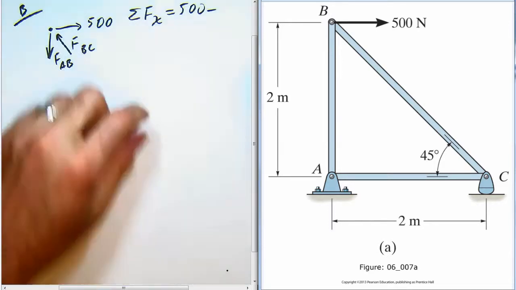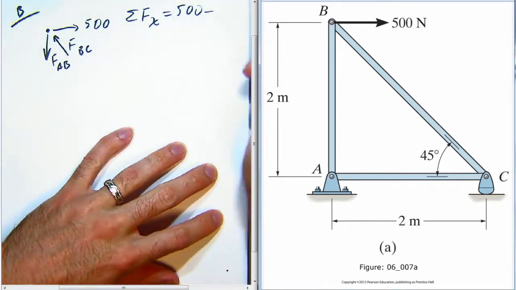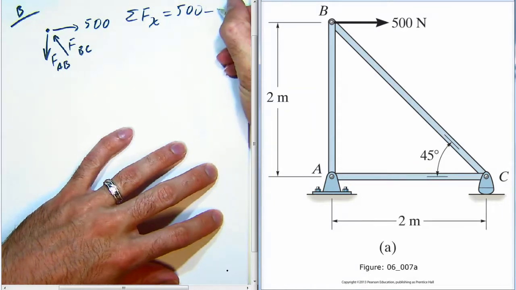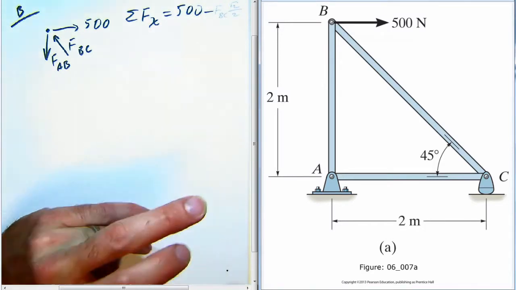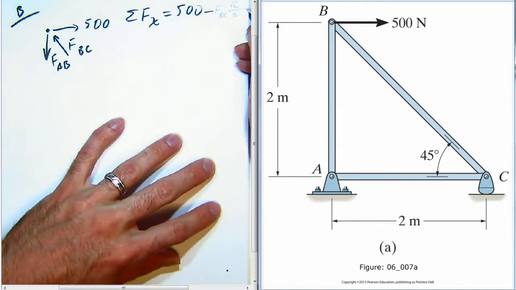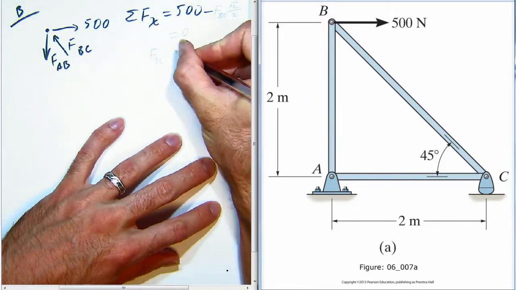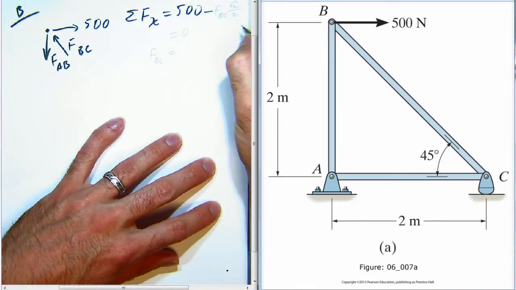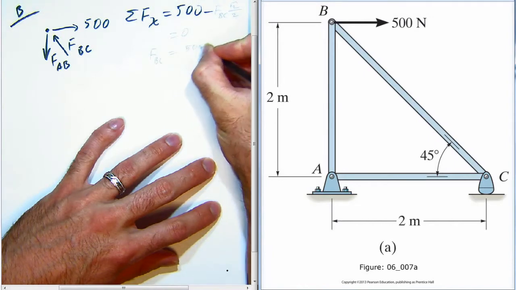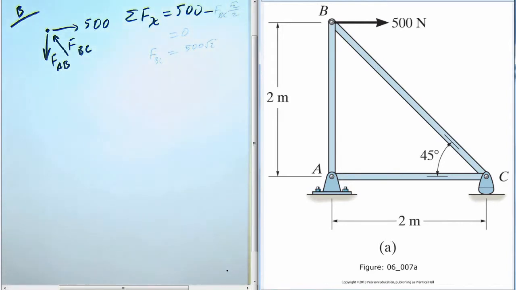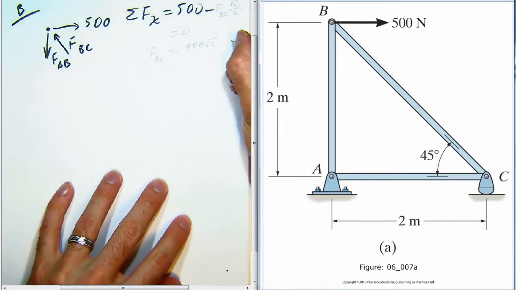So equilibrium in the X direction, we have 500 newtons to the right, and then we have FBC square root of 2 over 2. So that square root of 2 over 2 is the cosine of 45, and that is equal to 0. So we get that FBC is equal to 500 square root of 2. And that is in compression.